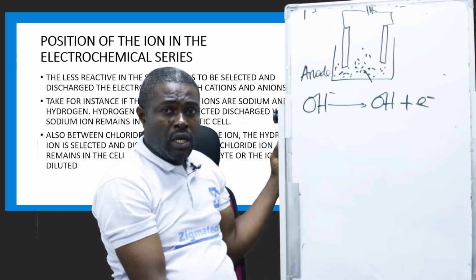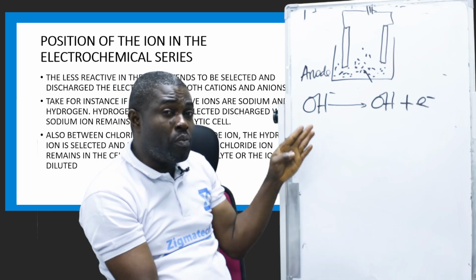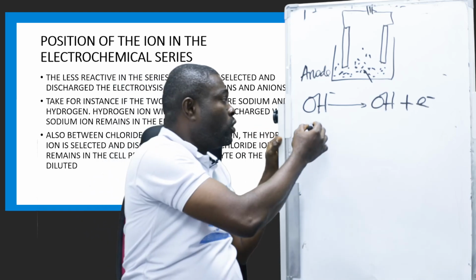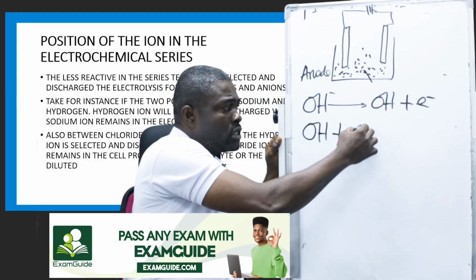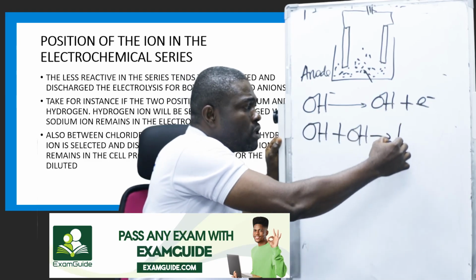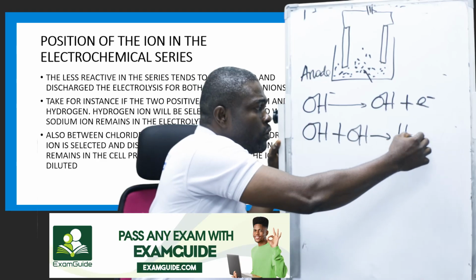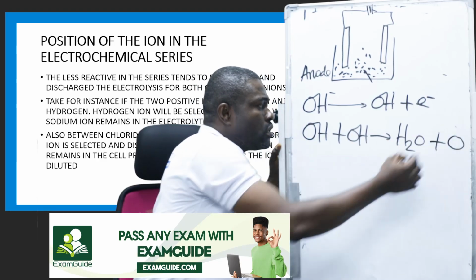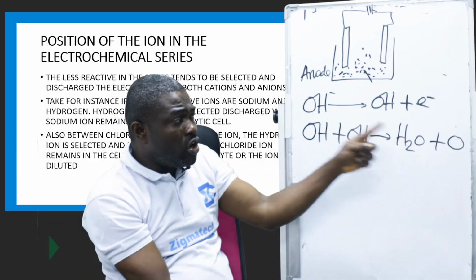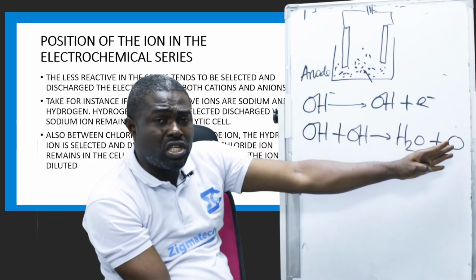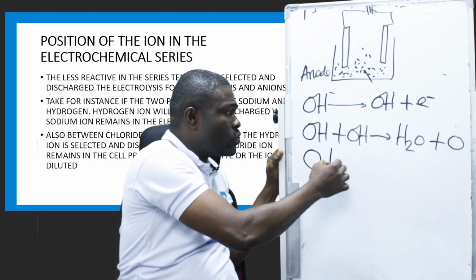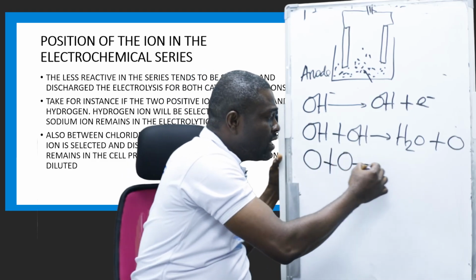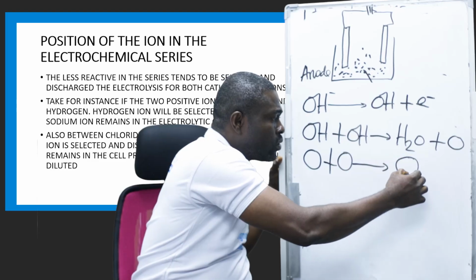Can you see that? Now the reaction continues. This you must take your time to study. So now OH will join with another OH to produce a water molecule plus oxygen. And finally, oxygen cannot stay this way. Oxygen is a diatomic molecule. One atom of oxygen combines with another atom, finally giving you what? Oxygen molecule.